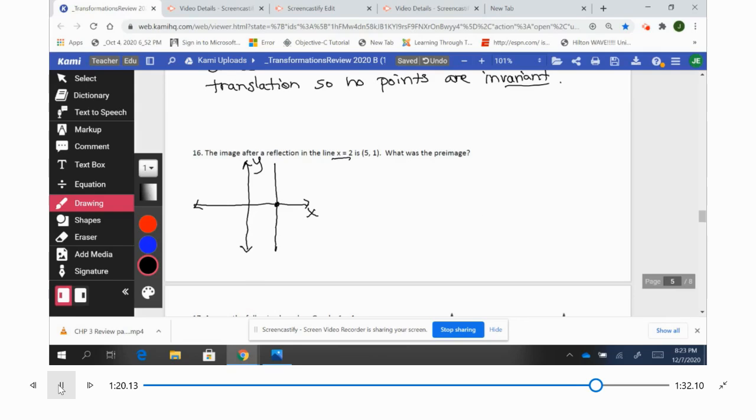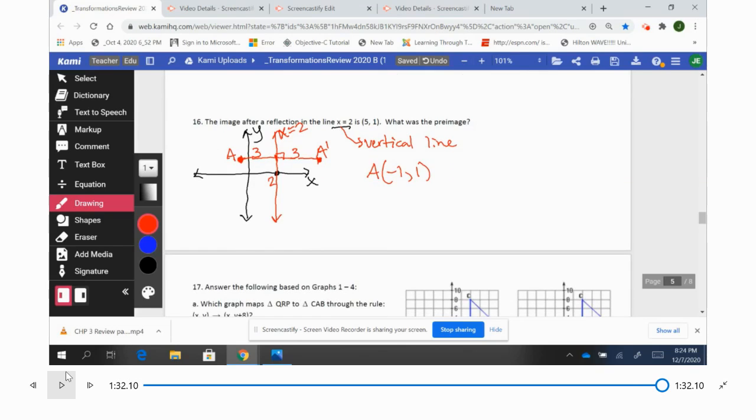Okay. So the image here is (5, 1). I'm just going to call it A prime, right? That's the image. So that's A prime. So the pre-image or the original would be A. The reason I put it over here was A prime is 3 units from the vertical line x equals 2, 3 units perfectly horizontal. So another 3 units perfectly horizontal from there is going to be at (-1, 1). Okay. And that's it for page 5.